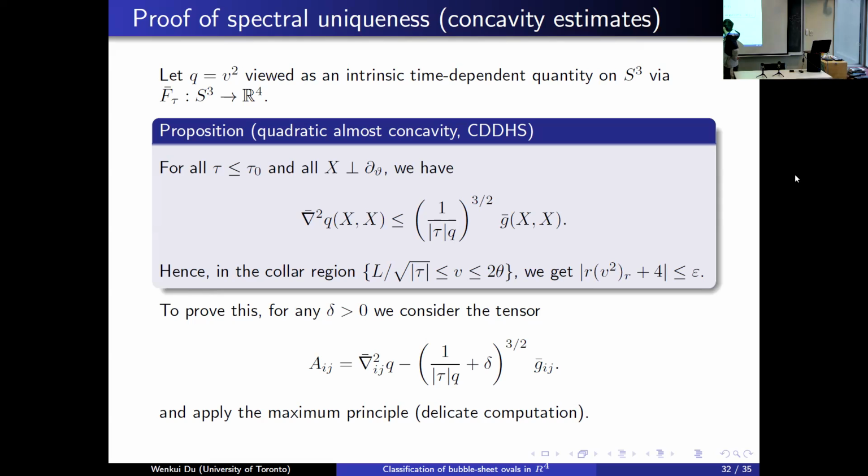So the difference from the argument in Daskalopoulos-Hamilton-Sesum, and if there's only one type of asymptotics, they consider the extrinsic version, which is also non-positive. But here we have to consider the intrinsic version. The proof is basically motivated by the tensor maximum principle. We consider the tensor, and we need to get a good sign to apply the maximum principle.